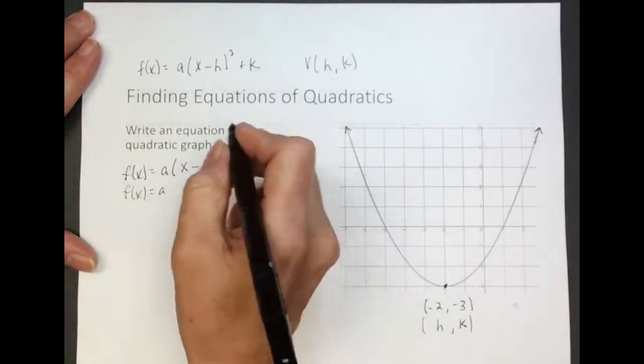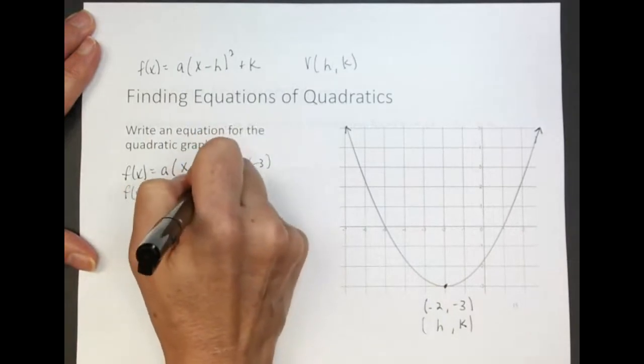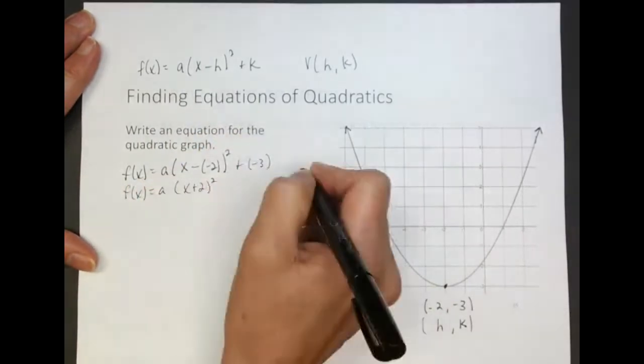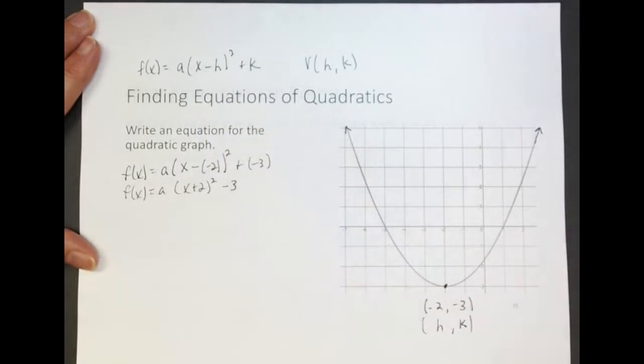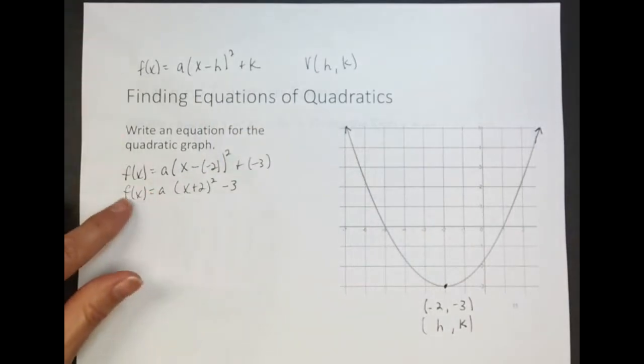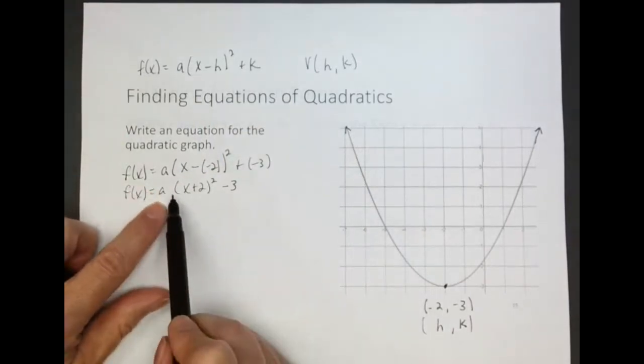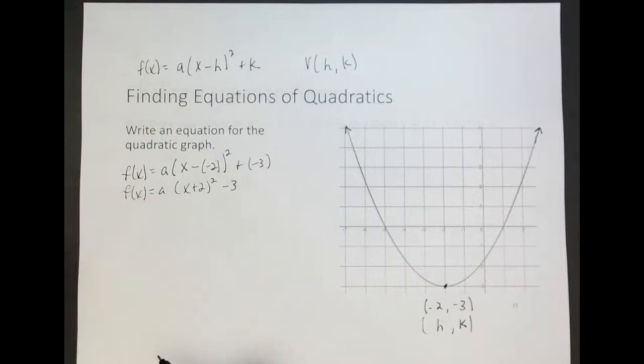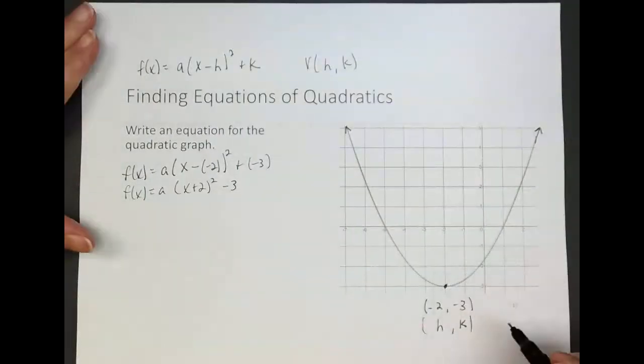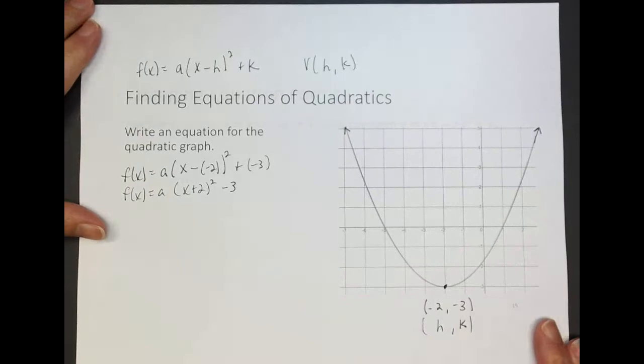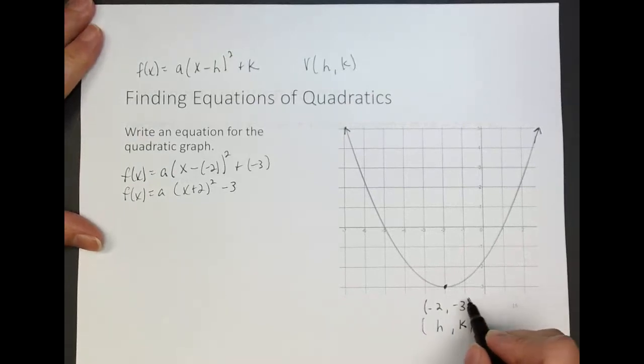A times x plus 2 squared, right? And then plus a -3, of course, is just -3. So I almost have my formula here now. I just got to figure out what that a is, don't I? Well, how am I going to find that a? Well, the easiest thing to do is to find a clear point on the graph. So a clear point, that's one where I can really see what the x and y coordinate values are.